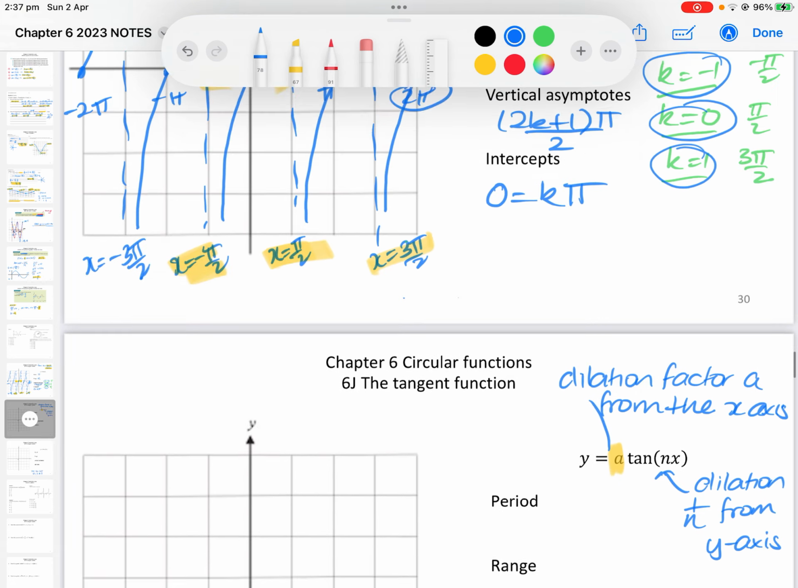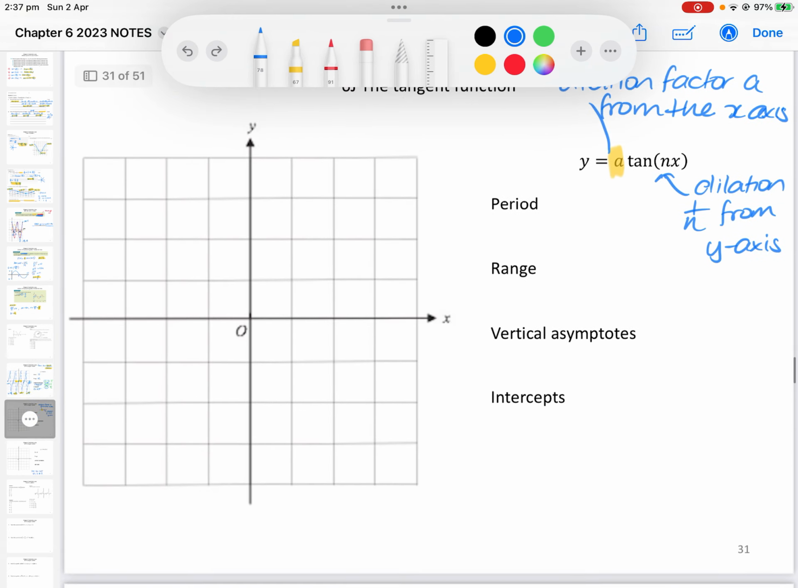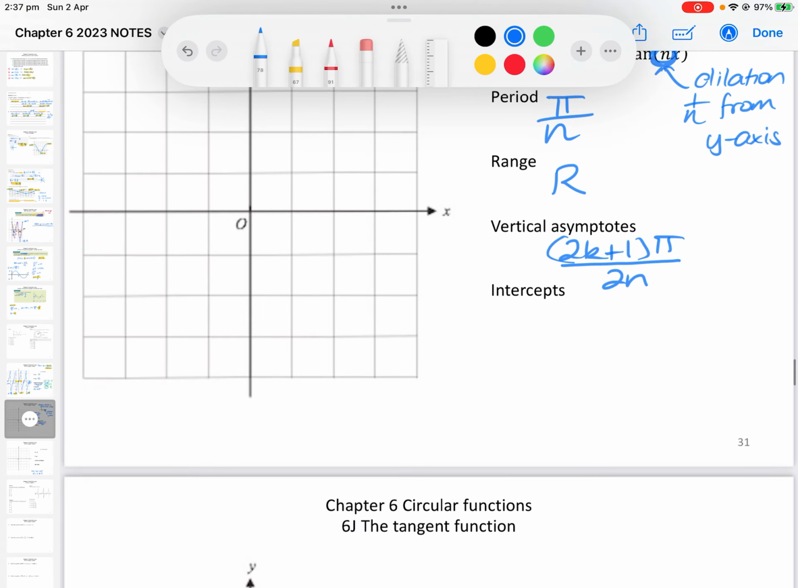So the period for tan is pi. So the period for tan nx is pi on n. For sine and cos, it's 2 pi on n. For tan, it's pi on n. The range is R. And my vertical asymptotes are going to be at (2k plus 1) pi on 2n, because this dilation factor is going to affect where the asymptotes are. So you can do it by the formula. I'll show you another way in a moment when we go to draw it.